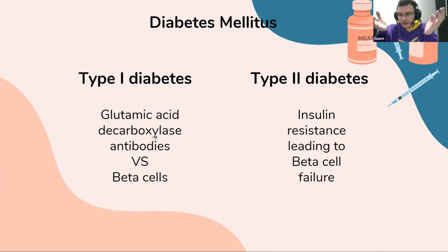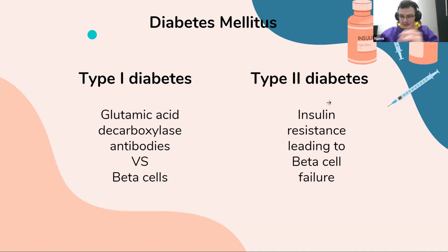They could ask you about what type of antibodies lead to type 1 diabetes, talk about the pathogenesis of type 1 diabetes. It's basically because glutamic acid decarboxylase antibodies attack beta cells, which leads to type 1 diabetes because they lead to the destruction of beta cells, as we said earlier.